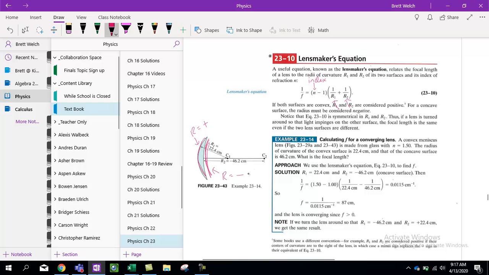Pretty simple stuff. Just make sure that you're going through the process of algebra and solving really slowly and cautiously. Make sure you move things the correct way. But otherwise, you should be good to go.